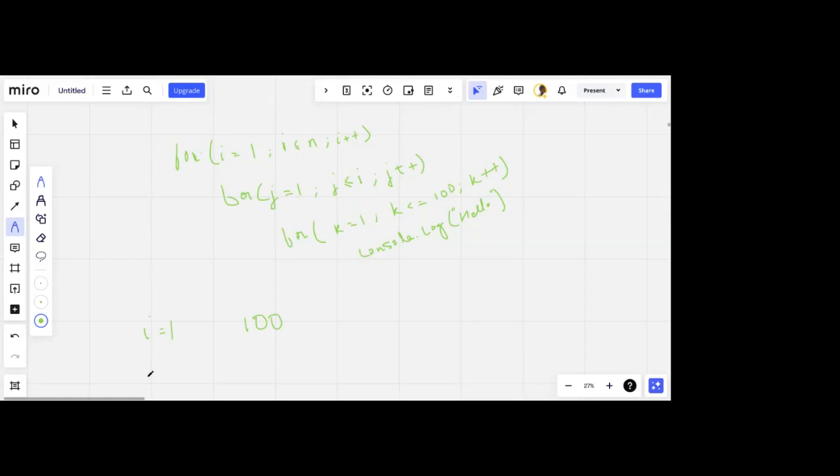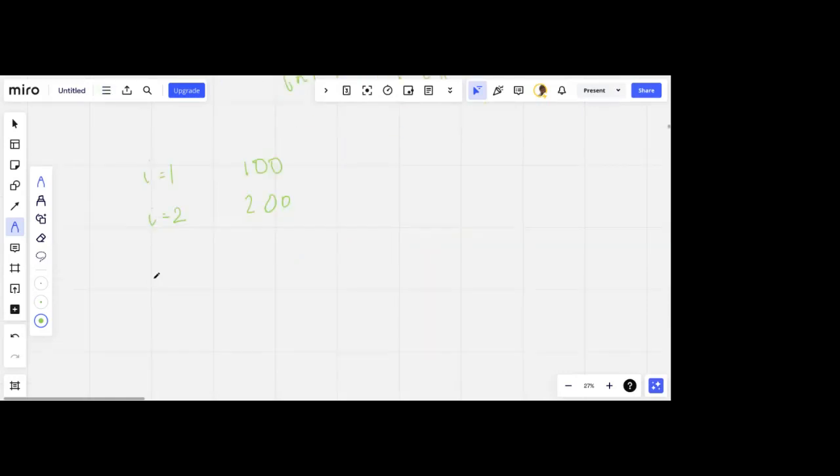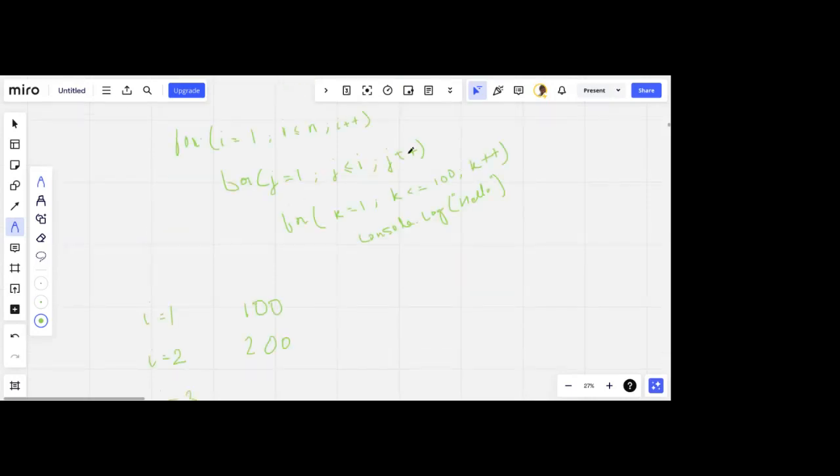Okay, now when i equal to 2, then how many times would this be printed? So j equal to 1, j less than equal to i, j plus plus. So this will be printed 100 plus 100 times, right? 100 times and plus 100 times. So this will be printed 200 times, right? When i equal to 3, how many times, guys? 300. Very good.